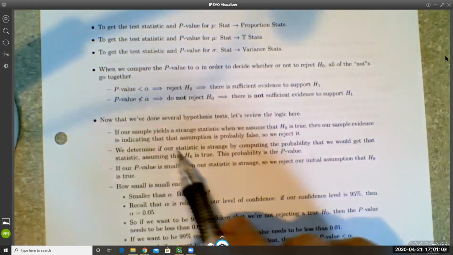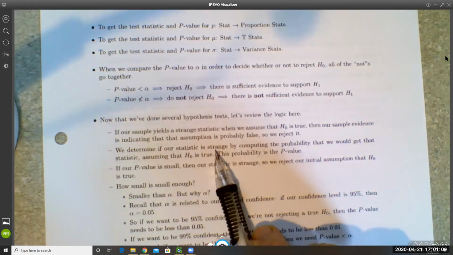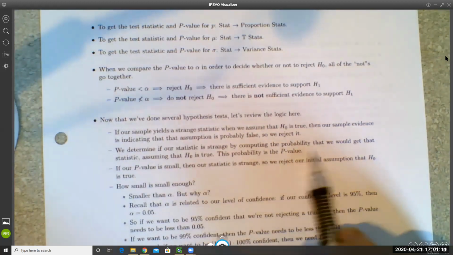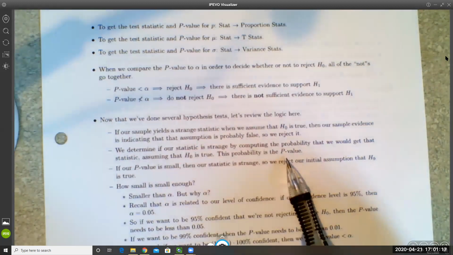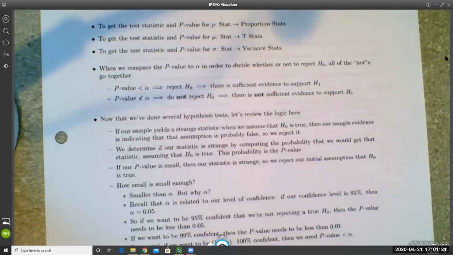We determine if our statistic is strange by computing the probability that we would get that statistic, assuming H null is true. And that probability is the p-value, okay? So the p-value is the probability that we get the sample statistic that we observed if we assume that the null hypothesis is true.